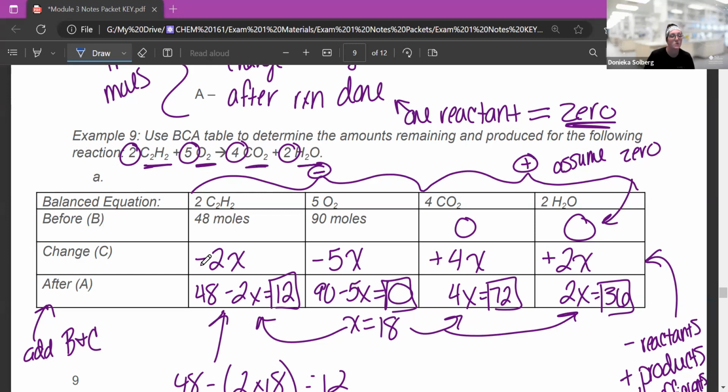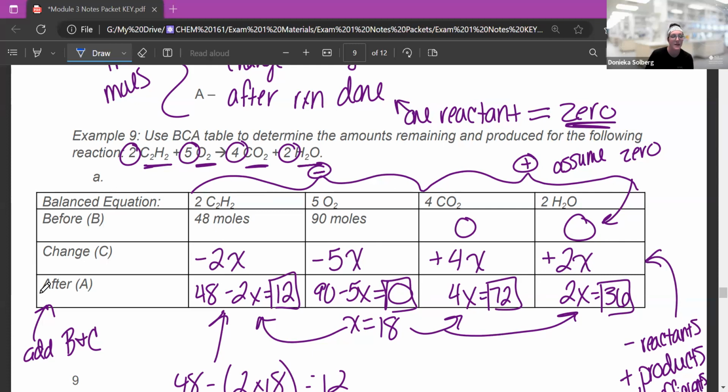So this one's going to change by minus 2x. This one would be minus 5x because its coefficient is 5. This one will be plus 4x because its coefficient is 4. And this one is plus 2x because its coefficient is 2. So these numbers are right from here. Notice I have an x there because it's not like it actually changed by 2 moles. It's just that the ratio is 2 to 5 to 4 to 2. So anytime you're filling in the change row, it should be negative for reactants, positive for products, the coefficients, and an x.